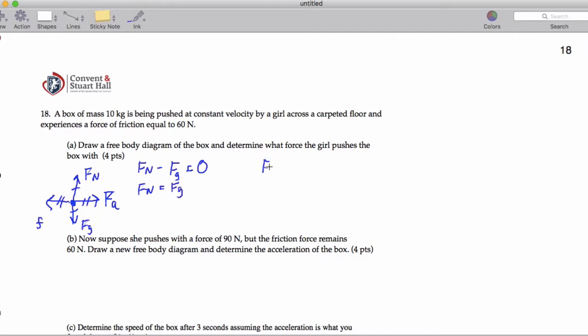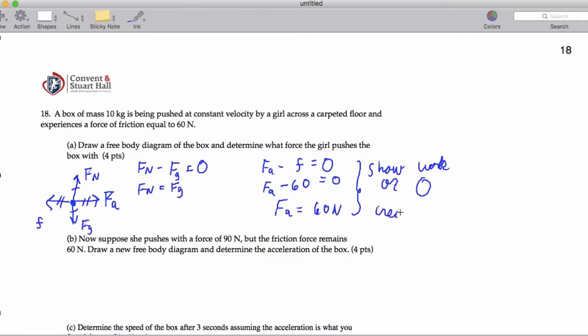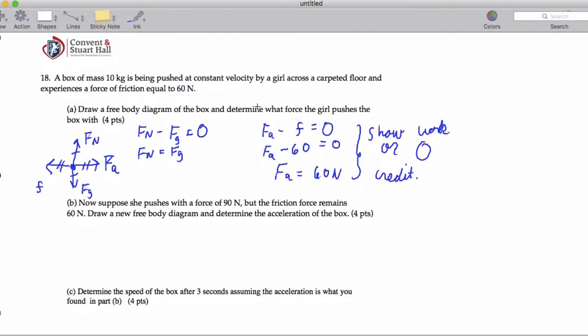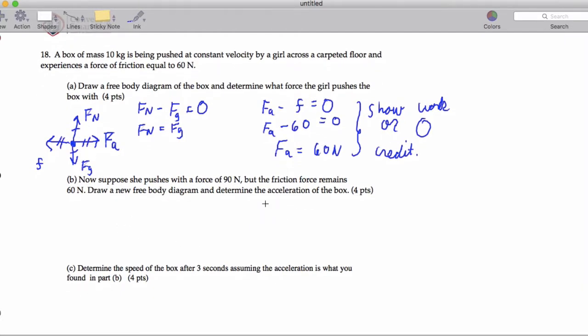And then I need you to set up a balanced force equation for the horizontal forces. So Fa is the unknown, 60 is the force that the girl applies, and so I actually need to see this entire process here. Okay, so show work or 0 credit.